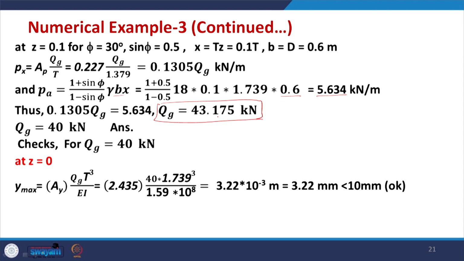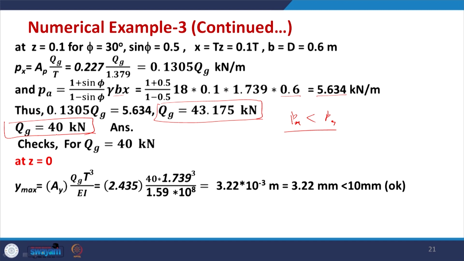43.175. If I take this Qz as it is, then there is no margin between Px and Pa, and we want Px should not be exactly equal to Pa, rather Px should be less than Pa. So you decrease the value of Qz. Your final answer for Qz is 40 kilonewton, and for this 40 kilonewton you apply all the checks and see whether it is safe or not.